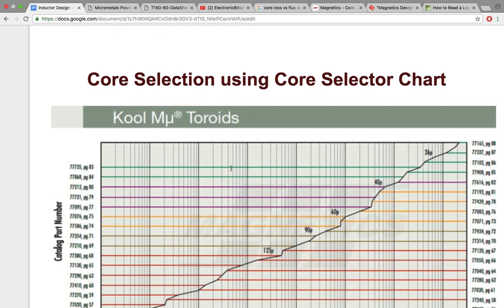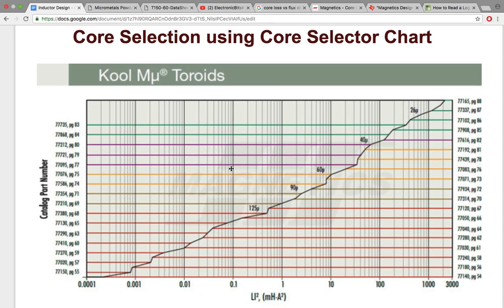So let us take the first one, that is, core selection using the core selector chart. What happens now is, we know the inductance value and its current requirement. So we can find L I square, which is proportional to the magnetic energy. So basically, what amount of energy you want the core to handle. Using that, you can find what energy the core needs to handle. Then you can spot that number on the x-axis, then you can go up and find the intersection on this black line.